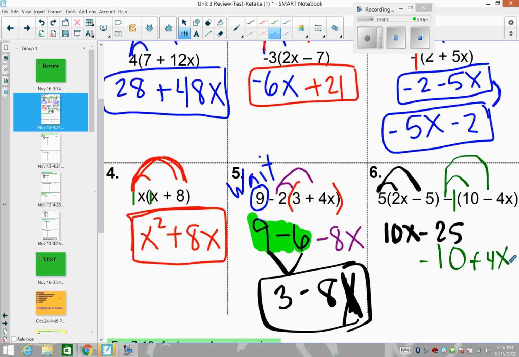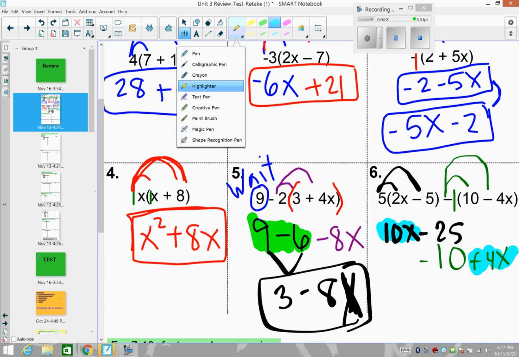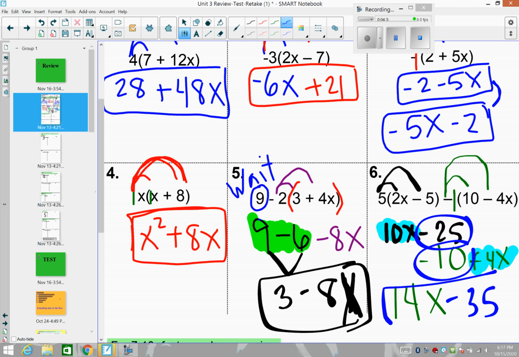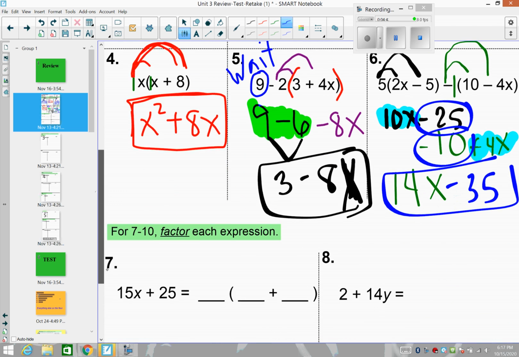Now, combining like terms. I'm going to combine anything that has x in it, that term and that term. Combine like terms. So that gives me 14x's. And then combine the constants. Those two together gives us -35. So we get 14x minus 35, any order. That's how we use the distributive property and combine like terms.